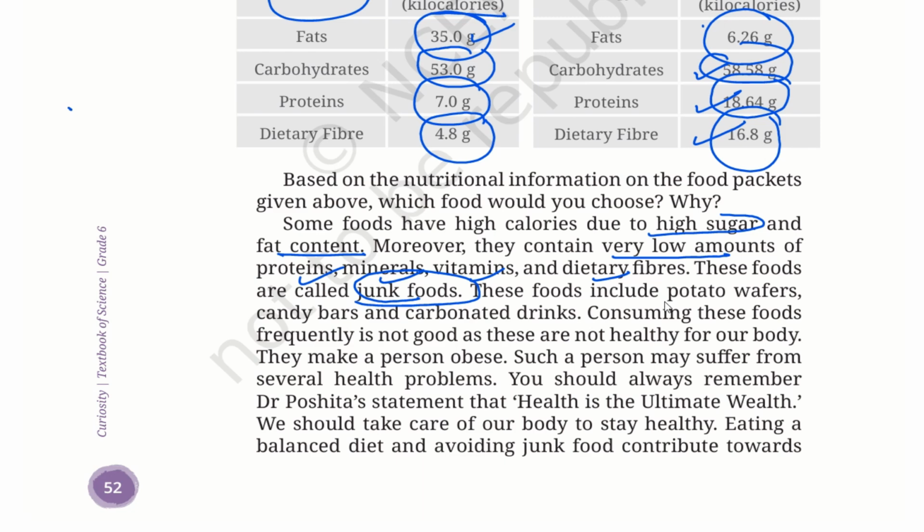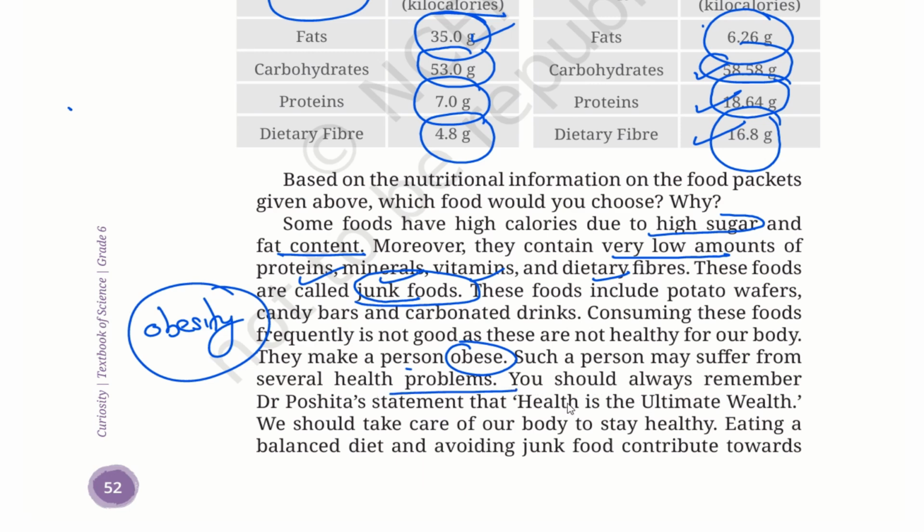Okay, so these foods include potato wafers, candy bars, and carbonated drinks. Consuming these frequently is not good for our health, for our body. So they make a person obese. Okay, that's why you can see obese people, and that condition is said to be obesity. Such a person may suffer from several health issues, health problems.